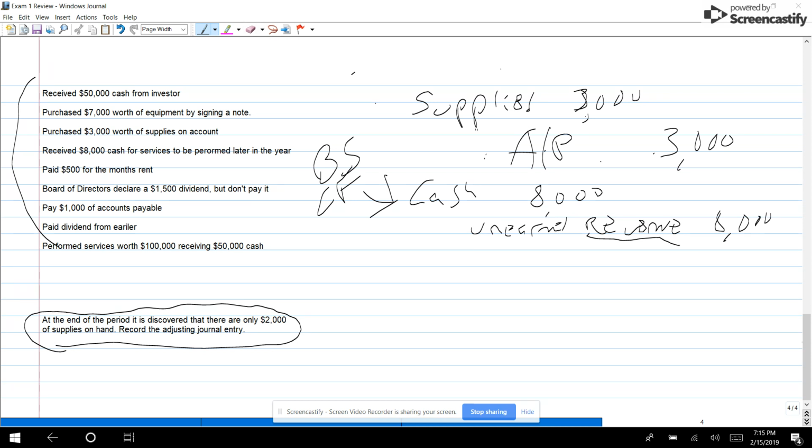So next transaction, we paid $500 for the month's rent. So rent expense, credit cash for 500.